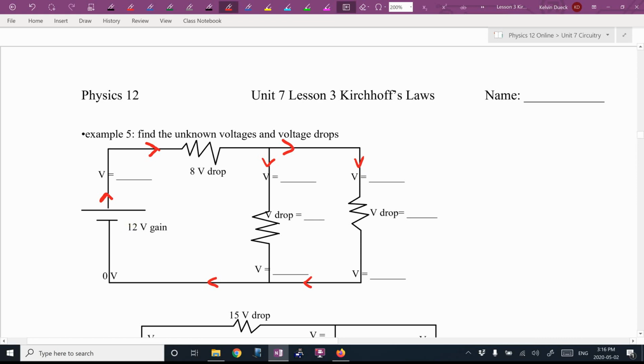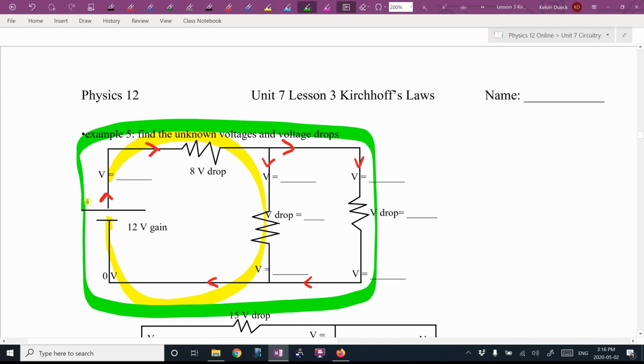We're gaining 12 volts. What that means is we have to lose 12 volts if I go through this ski run, because that gets me to the bottom of the chairlift. And I have to lose 12 volts if I go through this ski run, because that also gets me to the bottom of the chairlift, bottom of the battery. So when I say chairlift, I'm using that as an analogy for battery.